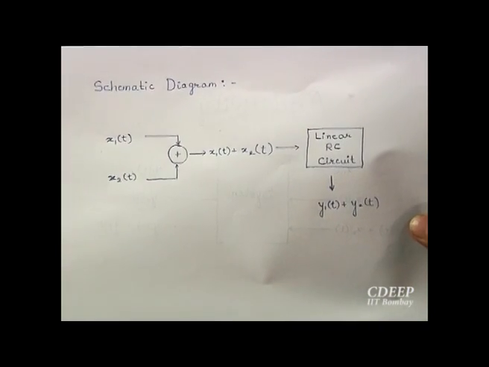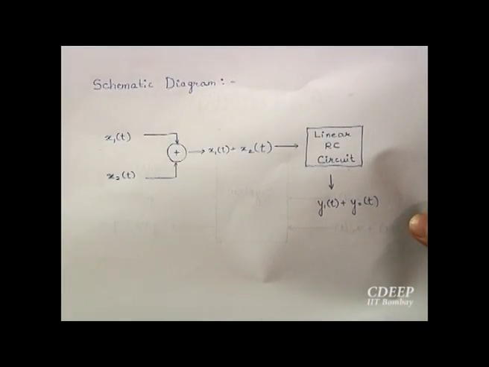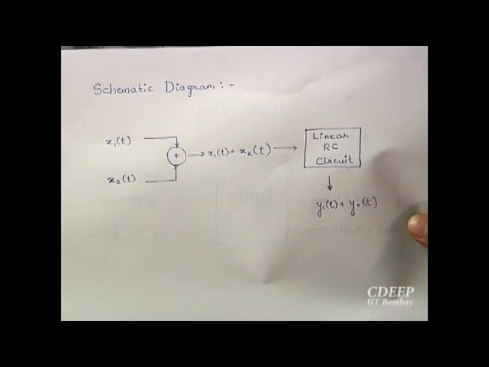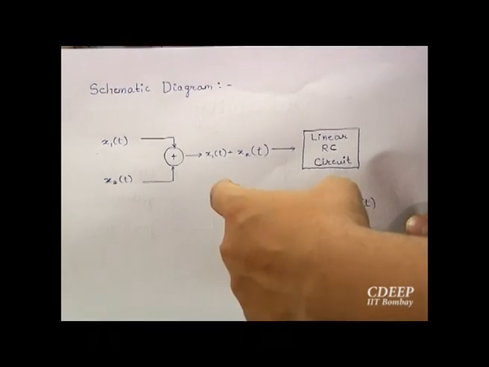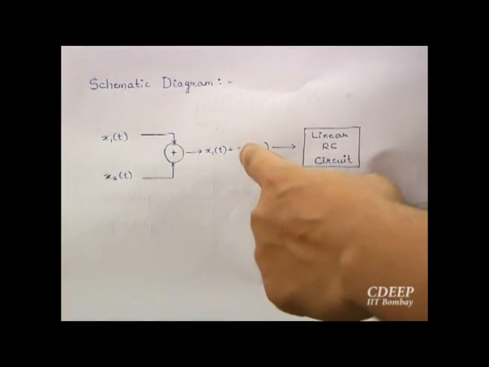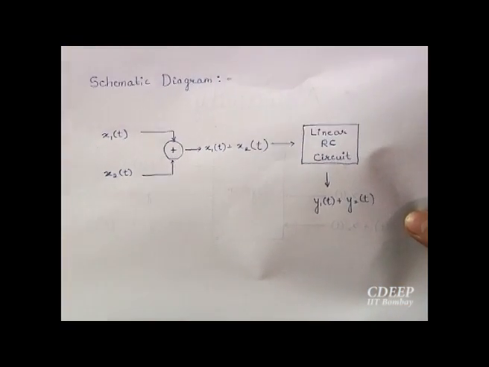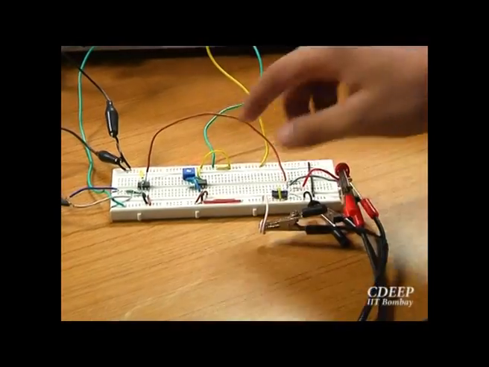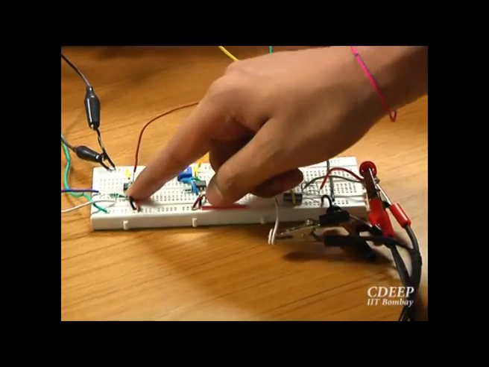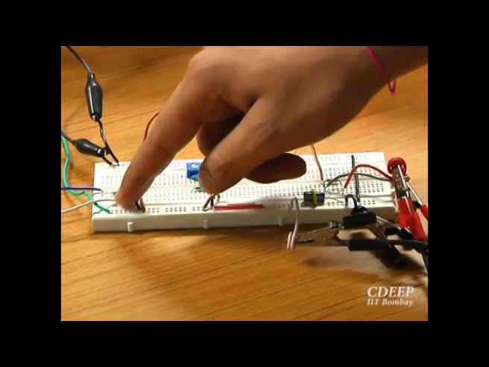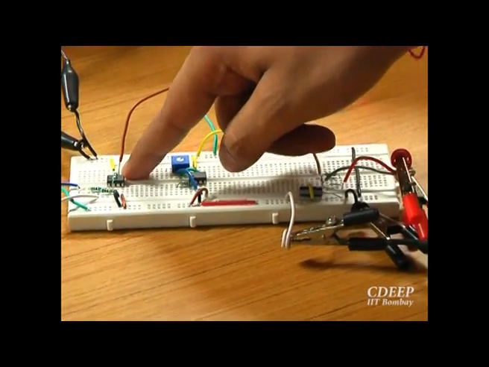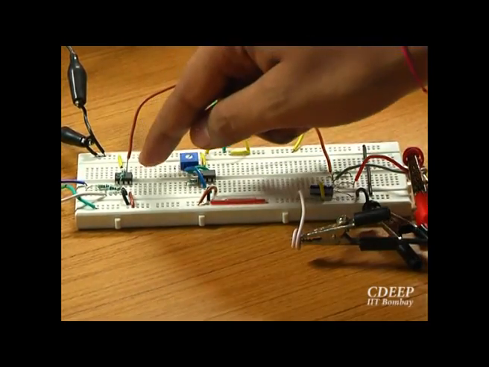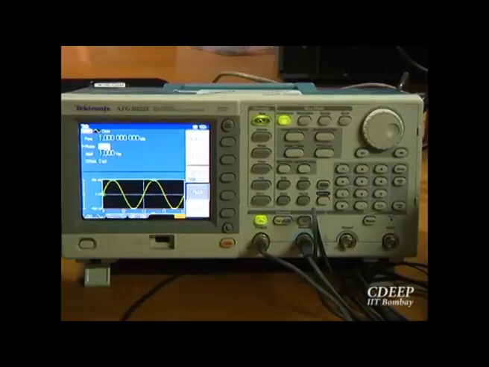So here is the schematic diagram of the circuit that we are going to use. Here the signals x1(t) and x2(t) are passed through an adder to get an output x1(t) plus x2(t), which is used as an input for the RC circuit. Here the op-amp is used as an adder. Here is the practical circuit. The two signals are fed as an input and the output is the addition of the two signals. The output is sent into the RC circuit.